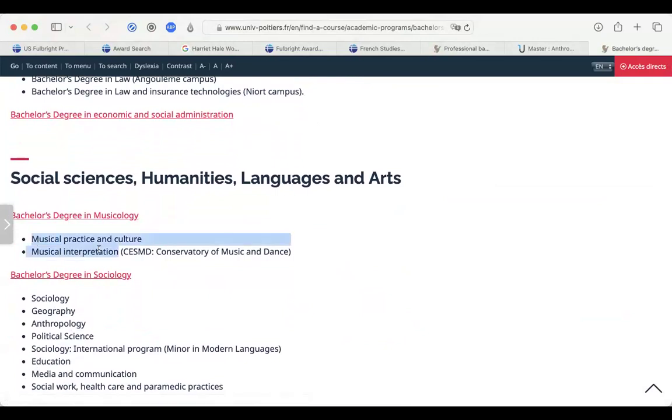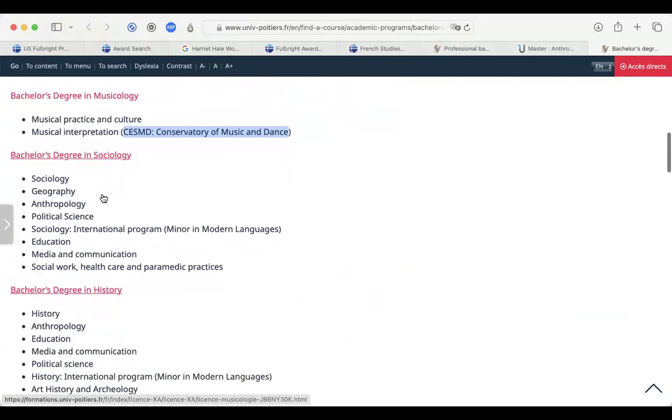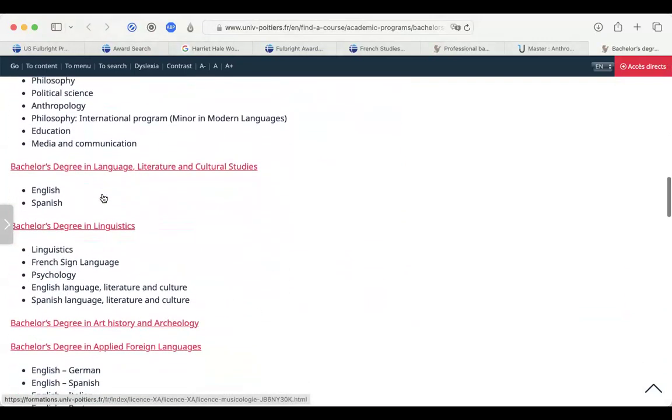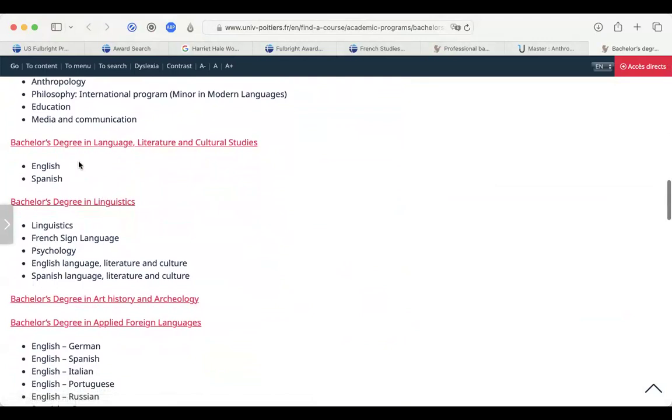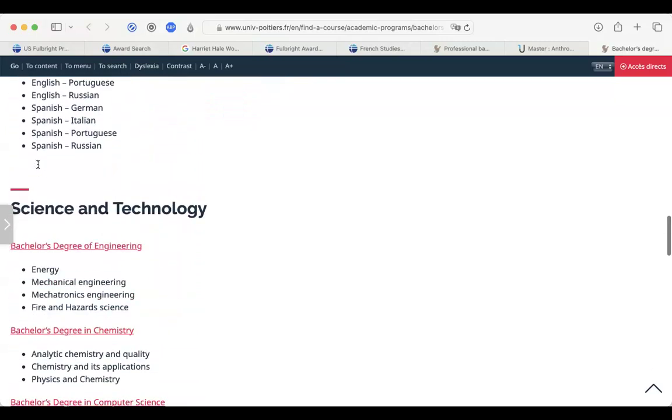Musicology, musical practice and culture, music interpretation. And there's a tie-in with the local conservatory. Okay, so if you're a musician, now we found they have a degree program relevant to that. We see there's some language study. So if there are students studying English, it might be a great adjunct to things in your specialty to also do things that are English and American cultural appreciation.